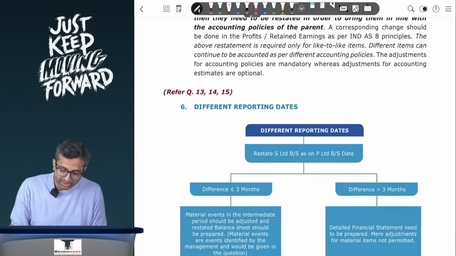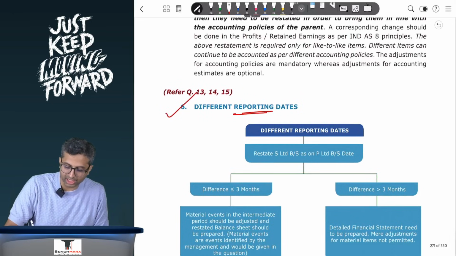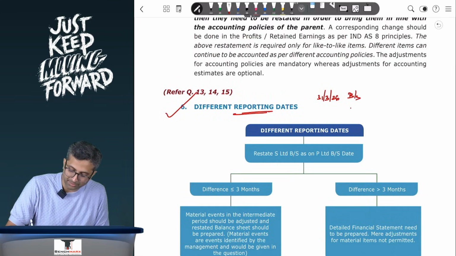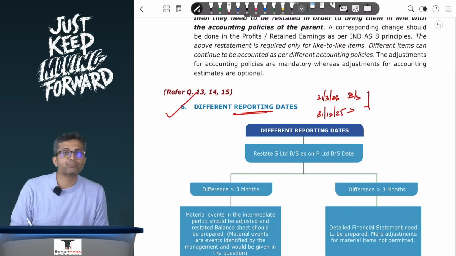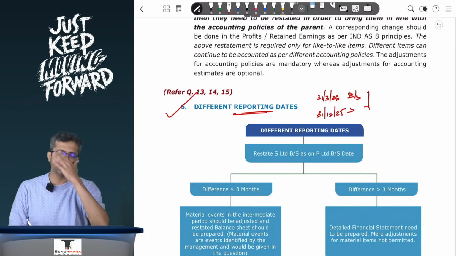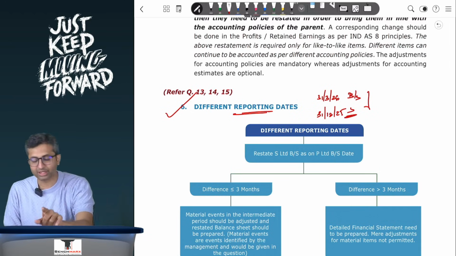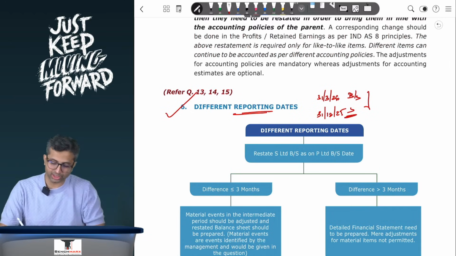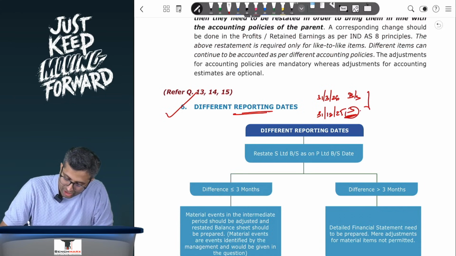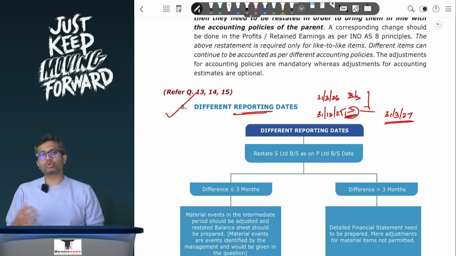Similarly, there can be different reporting dates, like your parent might have a 31st March 26 reporting date, but your subsidiary may have a 31st December 25 date, which means you cannot consolidate because there are different dates. Again, what you will have to do is restate the subsidiary's balance sheet at the parent's reporting date. So you will have to find the draft balance sheet of the subsidiary on 31st March 2027. So that means again you will have to do the entire finalization.